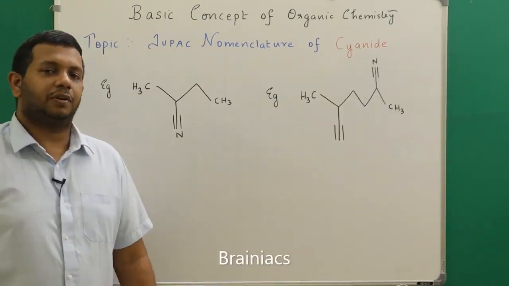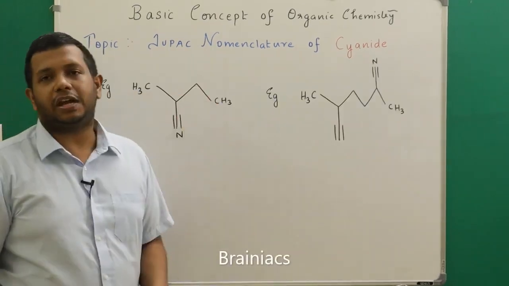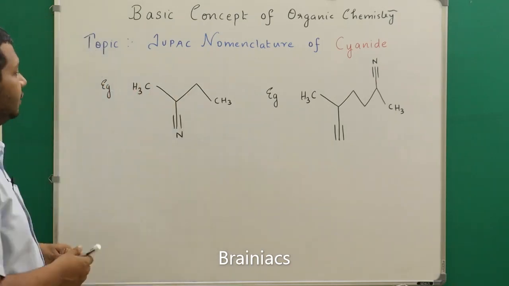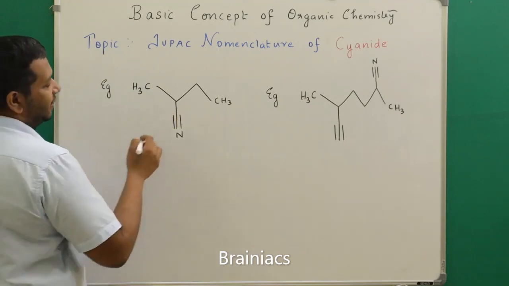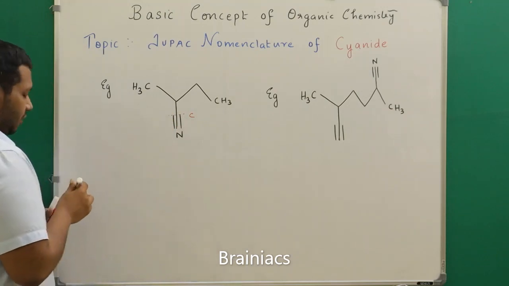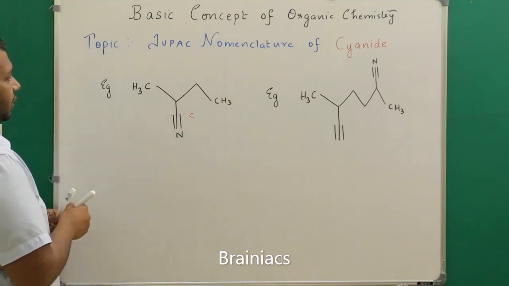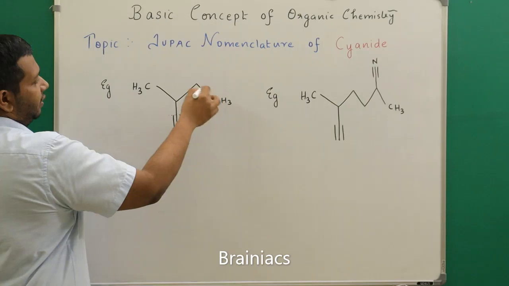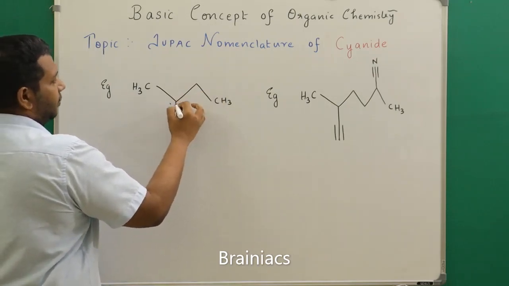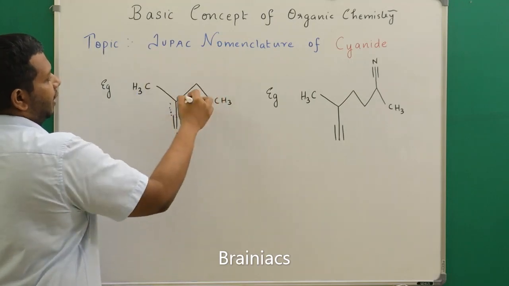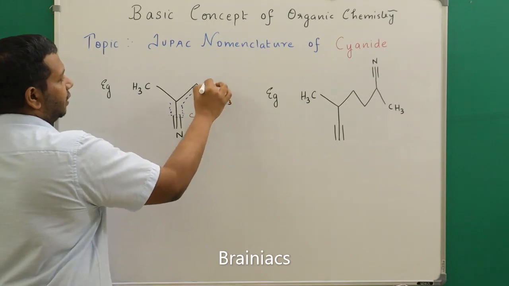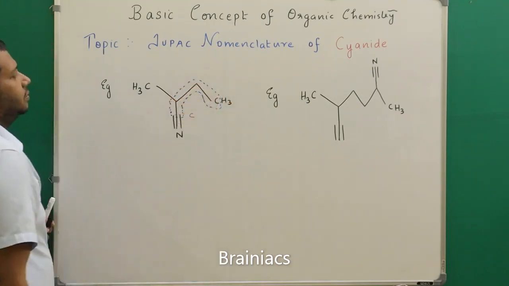Hi students. Next we see some examples of naming for IUPAC nomenclature for cyanides. Coming to the first question, you can see here how the cyanide is represented. This carbon should be the cyanide group, correct? So what should my parent carbon chain be? I know cyanide is a functional group connected here, so this should be my parent carbon chain. Coming from here, I can go this way or this way. I know that this is the longest, so I will choose this one as the parent carbon chain.